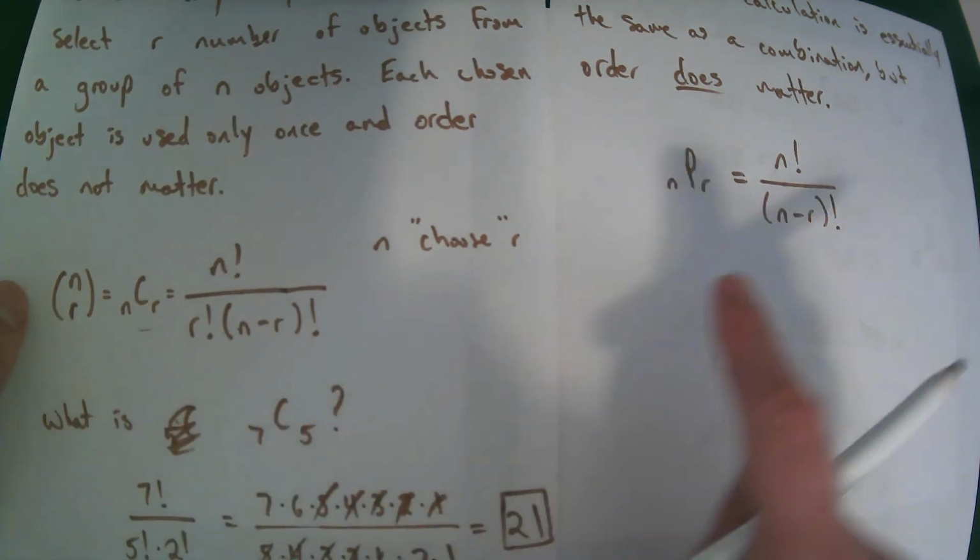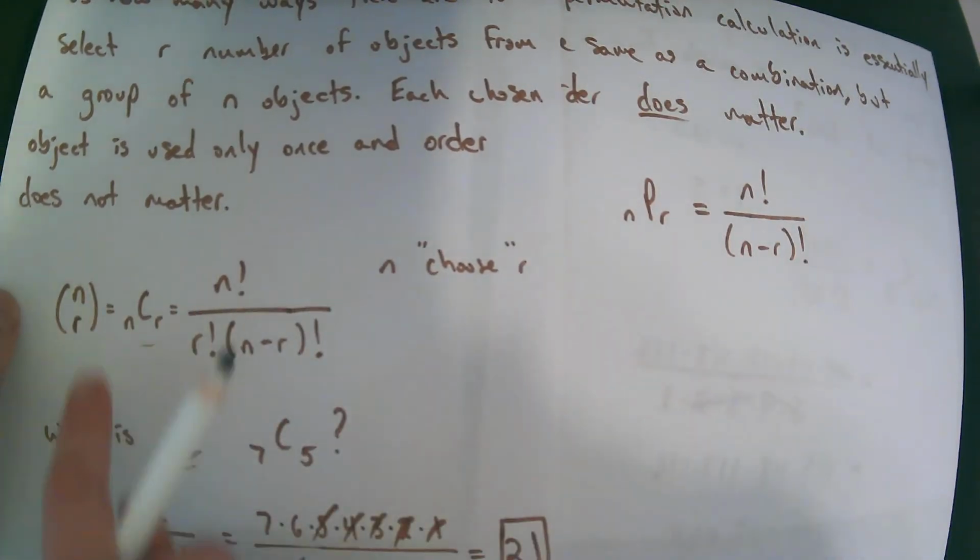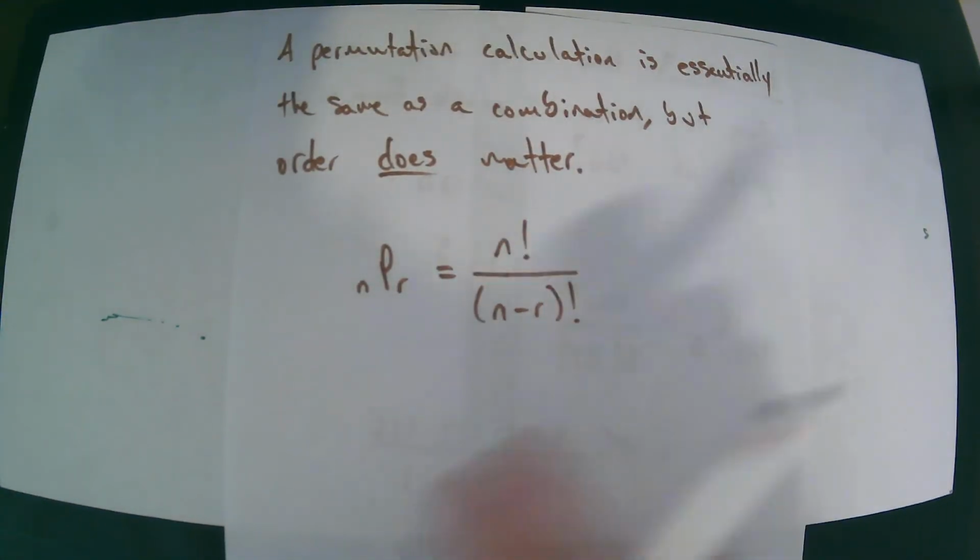Since we're dividing by less, this number should be bigger than it would be over here with the same r and n. Because order does matter, we're going to get more possibilities from this.